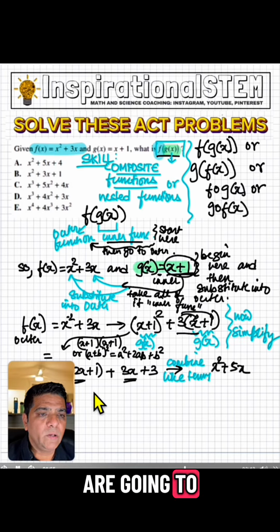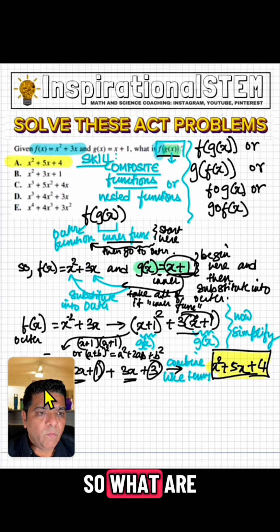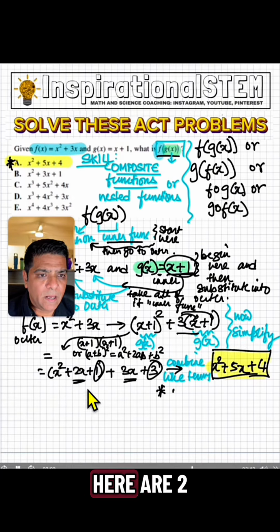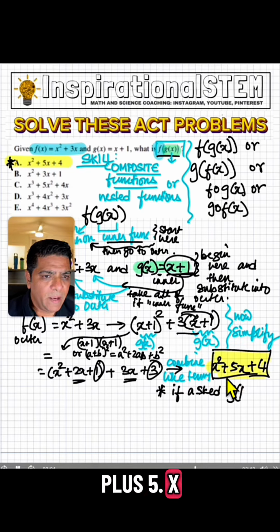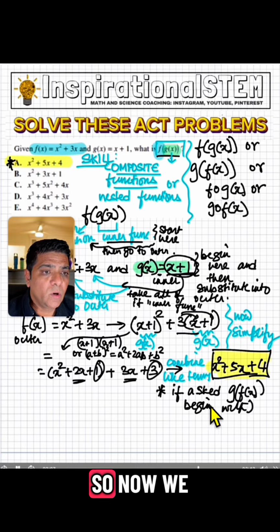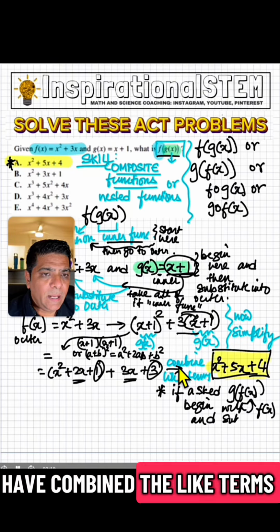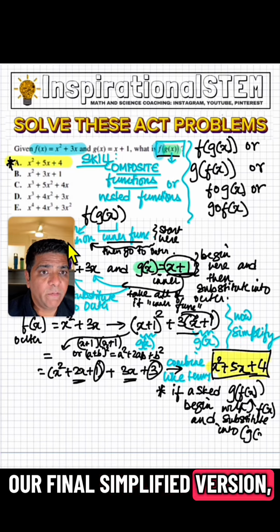So then we are going to combine the like terms. What are the like terms here? The like terms here are 2x and 3x. So x squared plus 5x plus 3 plus 1 is 4. So now we have combined the like terms, and this is our final simplified version, which is choice A.